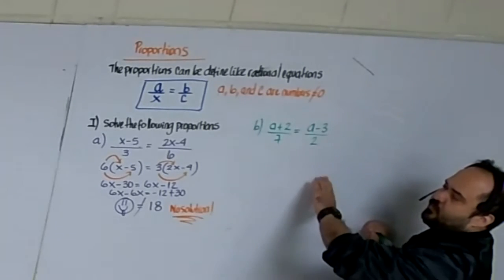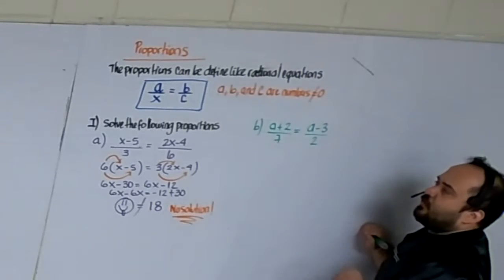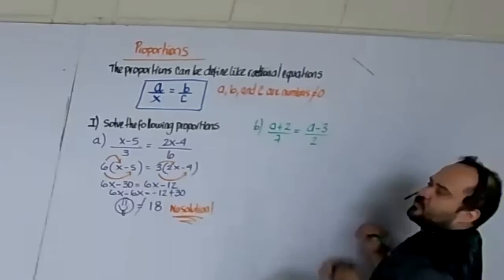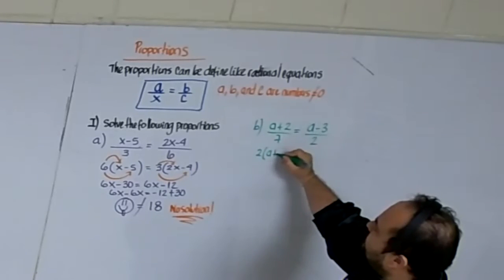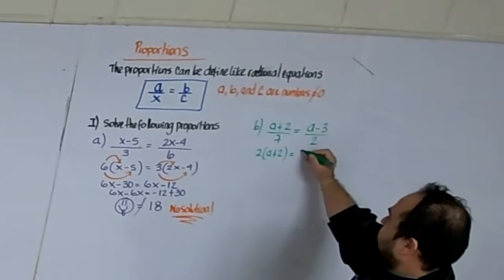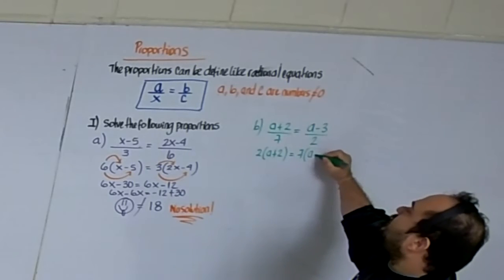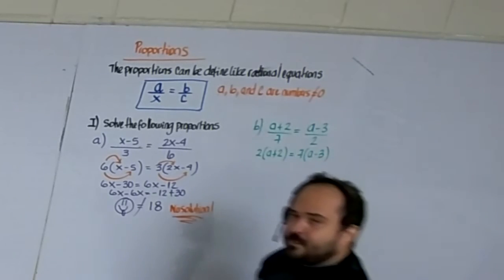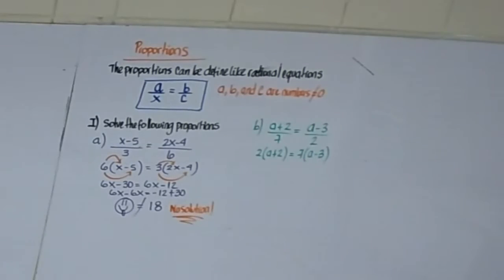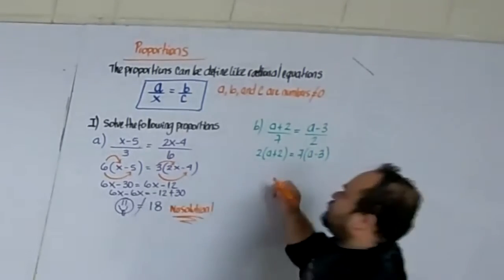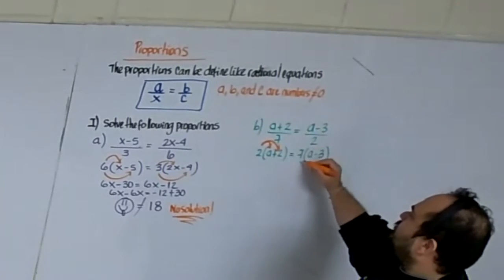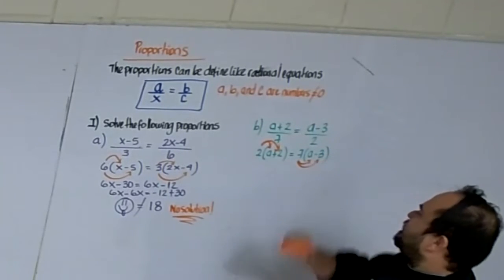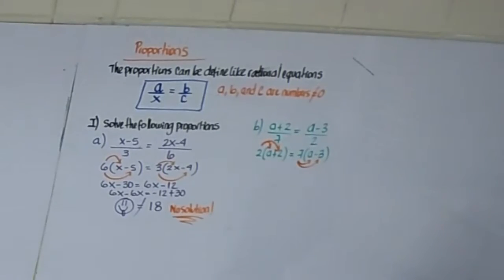What we're going to do, remember, once again, we're going to apply cross multiplication. This number 2 is dividing, so it passes to multiply. Just like that: 2 parentheses, A plus 2, equals 7 parentheses, A minus 3, okay? Now, simple, we're going to apply, once again, the distributive property. I mean, 2 times A, 2 times 2, 7 times A, 7 times negative 3.